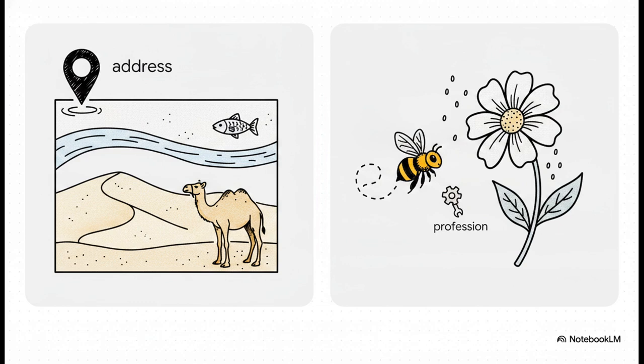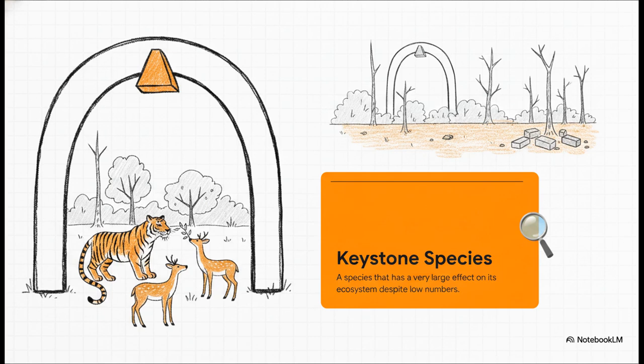A bee's niche isn't just the meadow. It's specifically the act of pollinating those flowers and collecting that nectar. It's their unique, functional job within the ecosystem. And just like in human society, some professions are absolutely critical to keeping the whole system running. Enter the keystone species. In architecture, a keystone is that single central stone at the top of an arch that holds all the other stones in place.